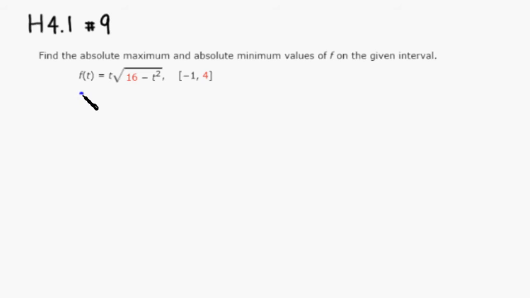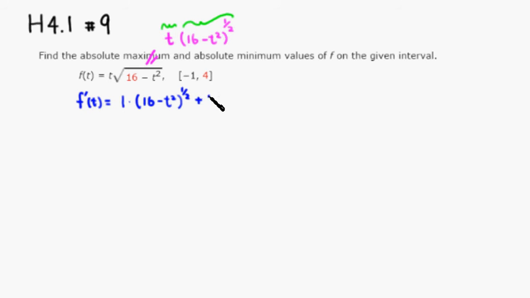So we take the derivative, f prime of t is equal to... I don't like square root, so I'm going to rewrite this as t times the quantity 16 minus t squared, raised to the 1/2 power, which is equivalent to square root. Alright, so take the derivative of that using the product rule. This is the first guy and this is our second guy. The derivative of the first guy is 1 times the second guy, so the quantity 16 minus t squared raised to the 1/2 power.